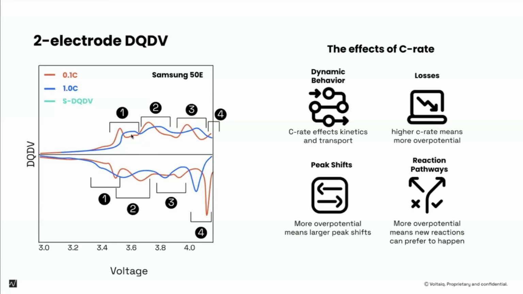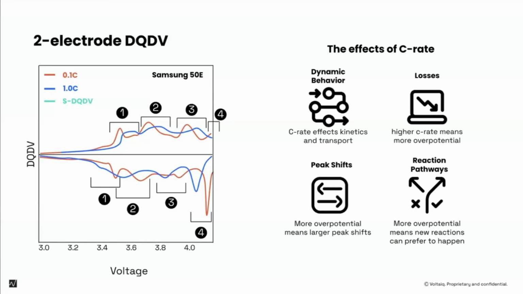One of the questions in the chat was, what's the effective C rate? What's the ideal C rate to do DQDV at? The answer is that you should try to minimize the C rate as much as possible, but obviously when you do that, the amount of time it takes is much higher. A traditional DQDV is probably C over 10, or 0.1 C. That would be a standard that people use, but you can see the effects here.